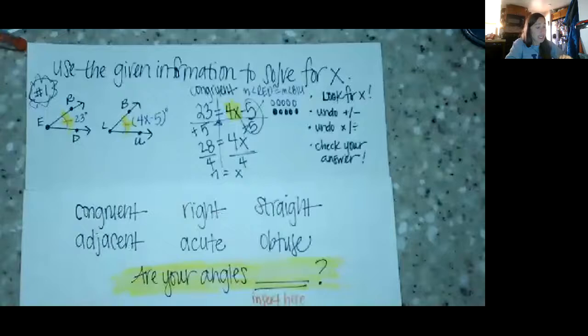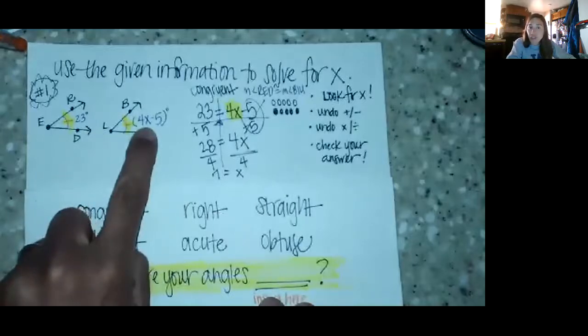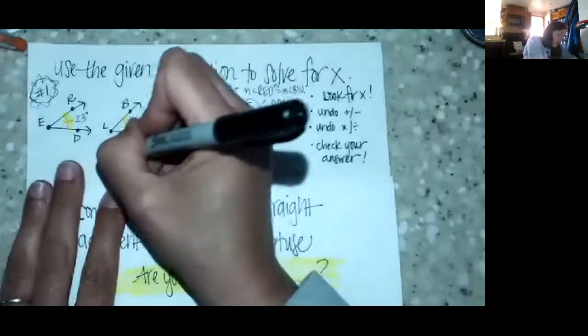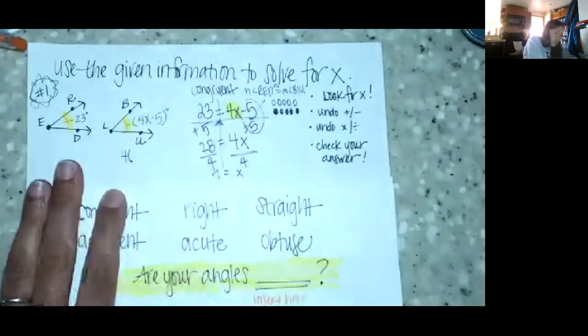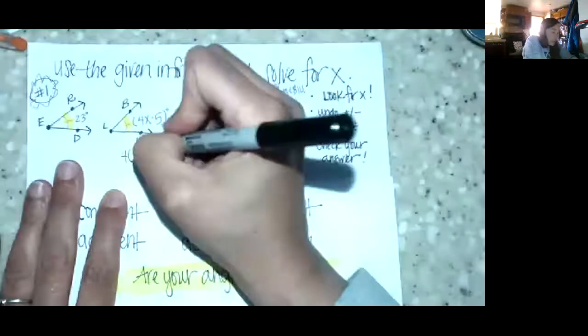Now, at the very end, we're supposed to check our answer. So if I got x is 7, that means when I substitute 7 into this algebraic expression, it should give me the answer of 23. So what I'm going to do is substitute it in right now. Instead of writing 4x, I'm going to write 4 times 7, and then I'm going to subtract 5.